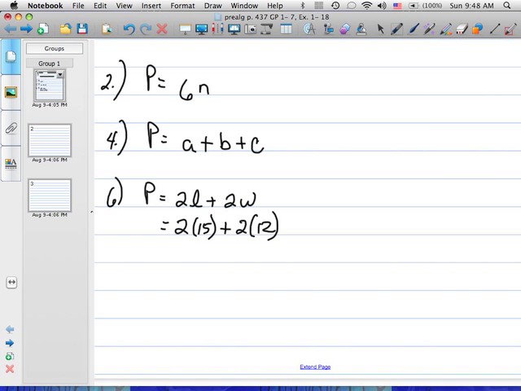So 2 times 15 is 30. And 2 times 12 is 24, so the perimeter, the distance around the shape, is 54 yards.